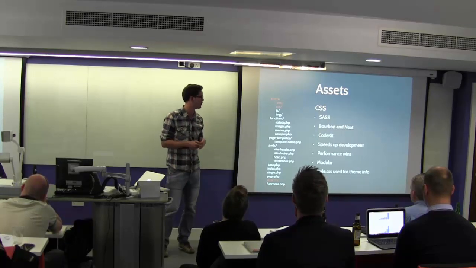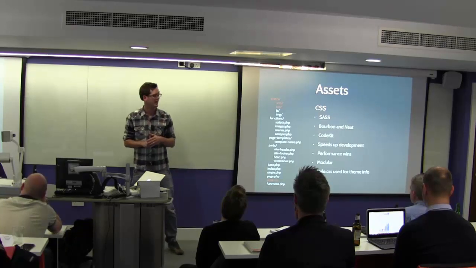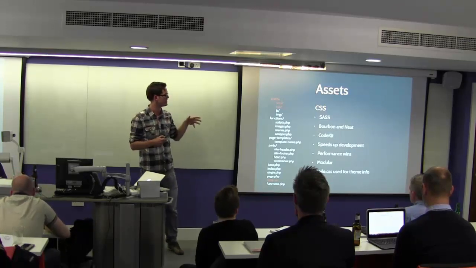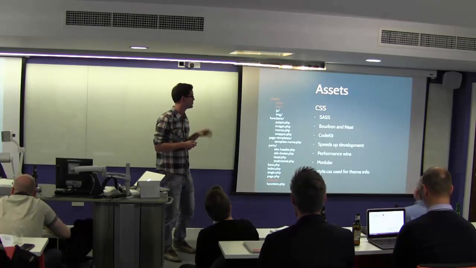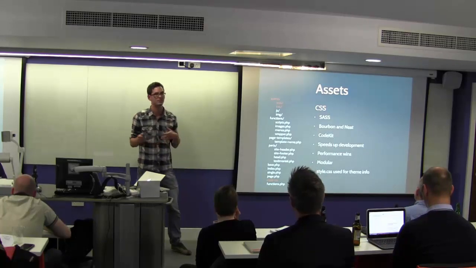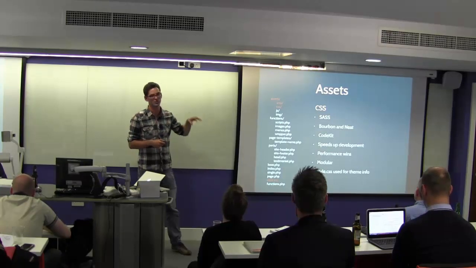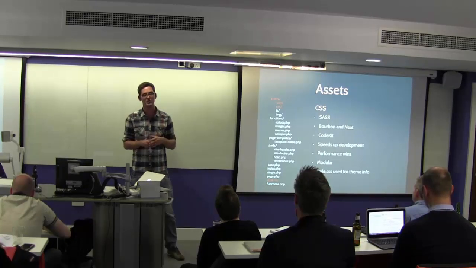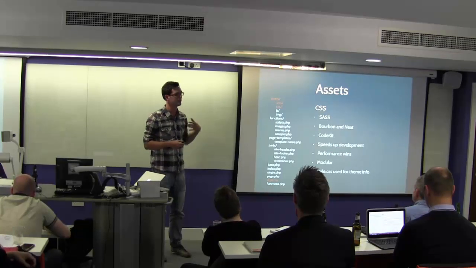Bourbon and Neat. Bourbon is a Sass mixin library from guys called Thoughtbot. It's well maintained. Loads of really useful stuff in there. Neat is a grid system that sits on top of Bourbon. I use CodeKit as my task runner. It does all that cool stuff for me. Like it handles Sass for me. It actually pulls in Bourbon for me without me having to install a Ruby gem or anything like that. So using these kind of tools really speeds up my development.